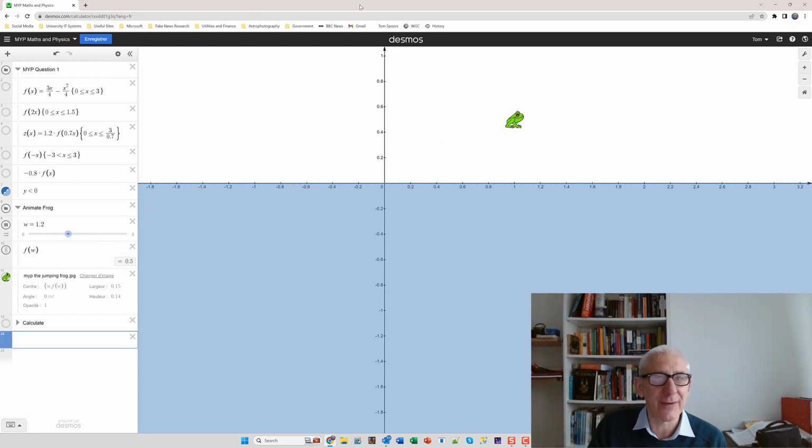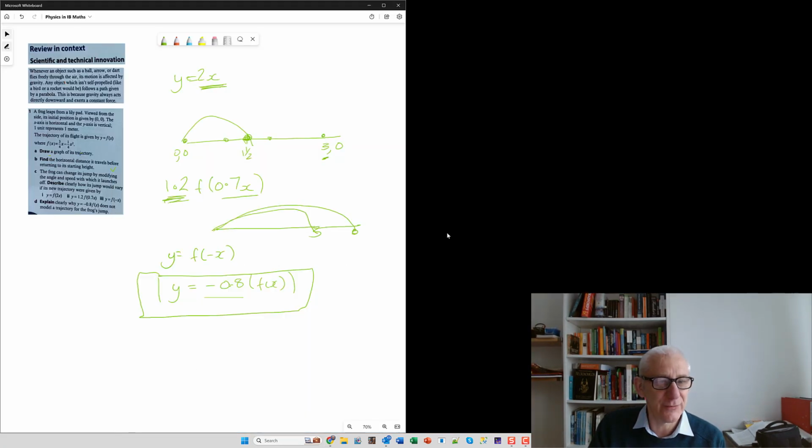I hope that you found that useful and that you start to see how you need to apply what you know about quadratic functions to problems like this.